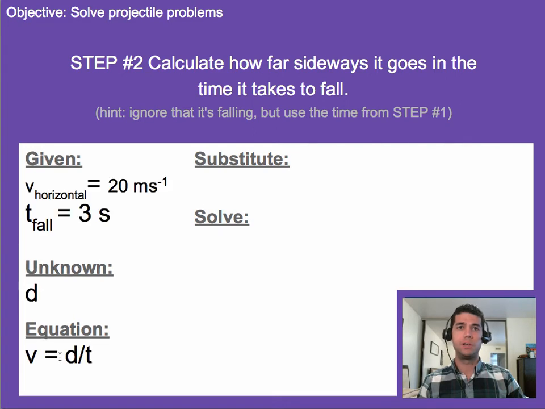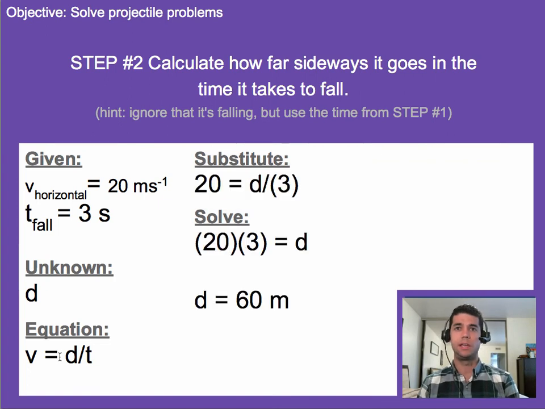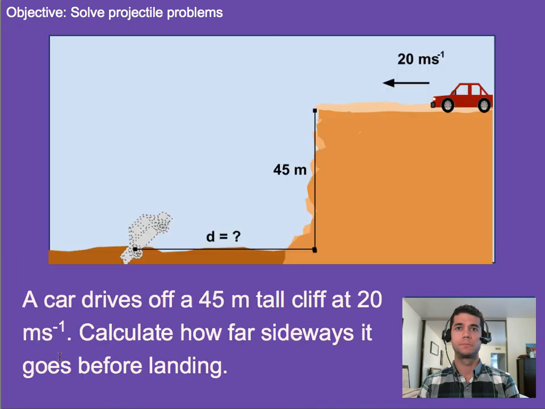Okay, so in this case, we know that its horizontal velocity is 20 meters per second. That doesn't change because although it's falling, that falling doesn't change its horizontal speed. They're independent. So it's going to continue to move sideways because there's no net force in the sideways direction. We know it's going to fall for 3 seconds, so we plug into v equals d over t, and what we get is that it will move 60 meters sideways. So while it's falling, it will have traveled 60 meters sideways in the time it takes for it to fall, and that's what we're going to put as our answer.